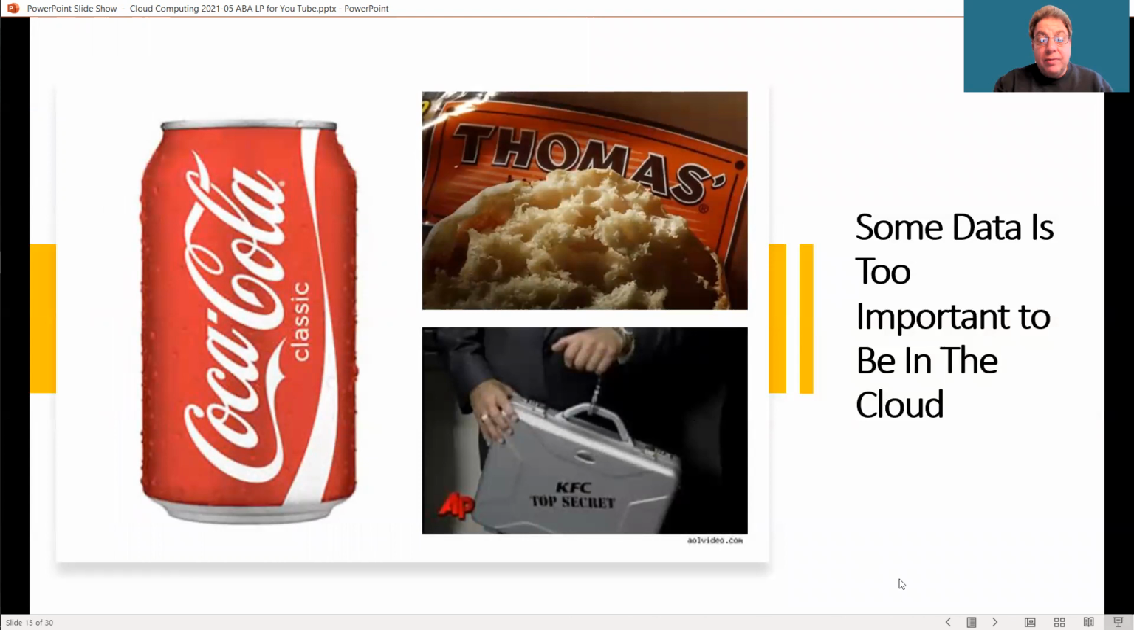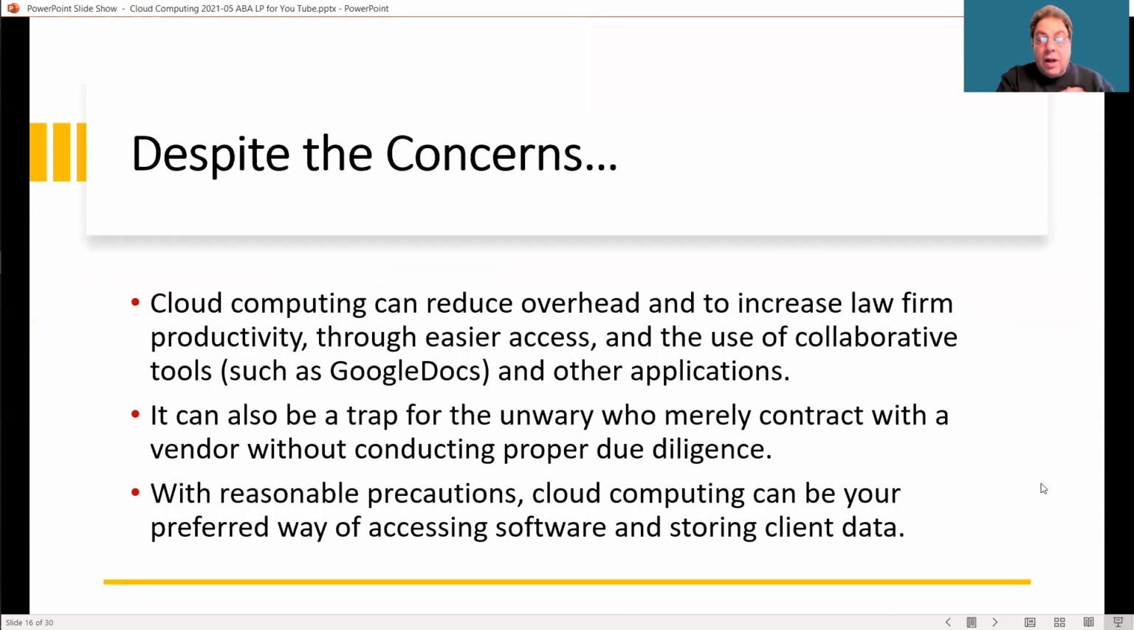Some data shouldn't be in the cloud. It's just too important. Like the Thomas's Nooks and Crannies recipe, the recipe for Coke Classic, and of course, Colonel Sanders' top secret recipe as well. Things like that you have to discuss with your clients so they understand whether or where you're going to store certain data. Cloud computing reduces overhead in many instances.